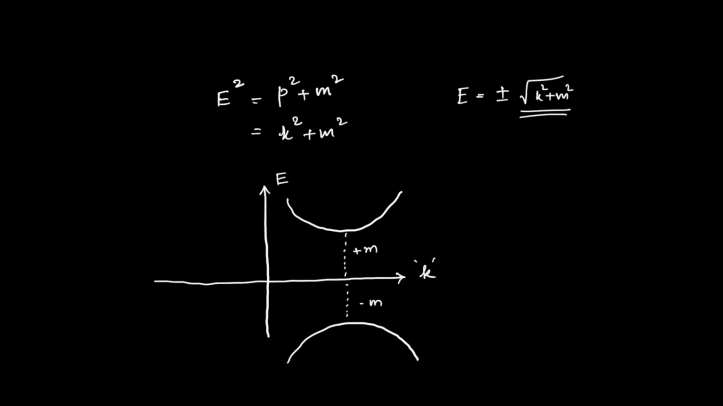For example, you are considering a massless particle. If it's a massless particle, then m will be equal to 0. Then the curve will not be like this. It will be something like this.